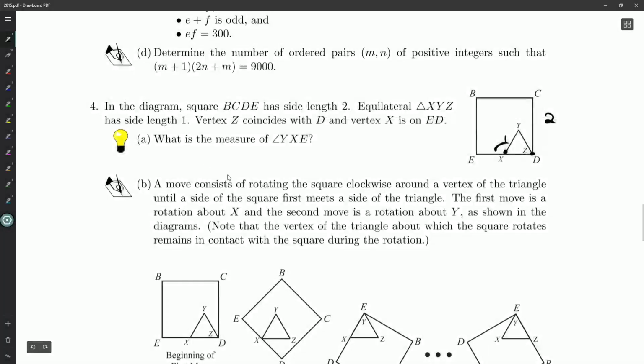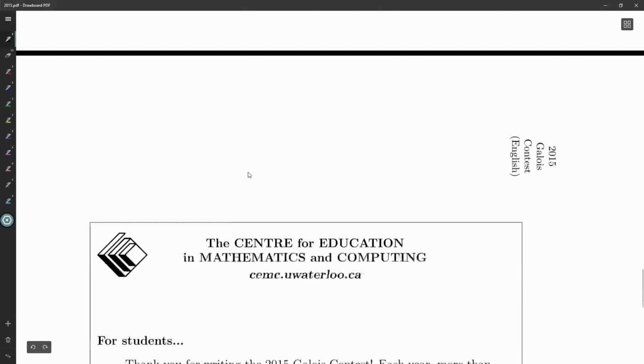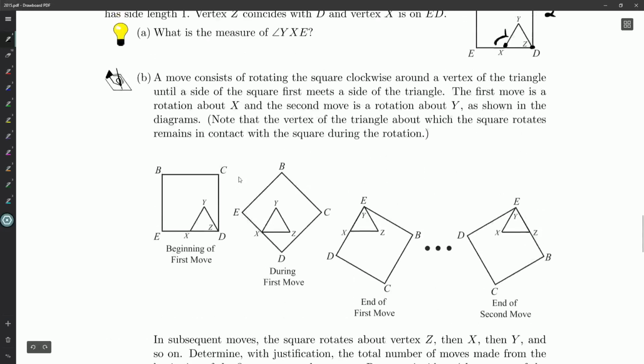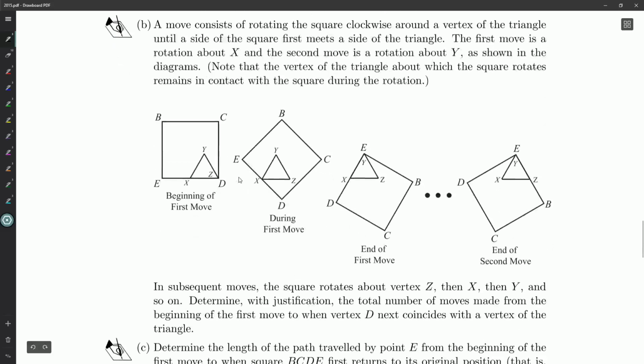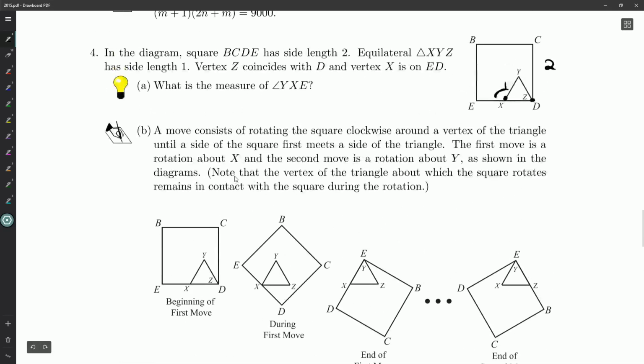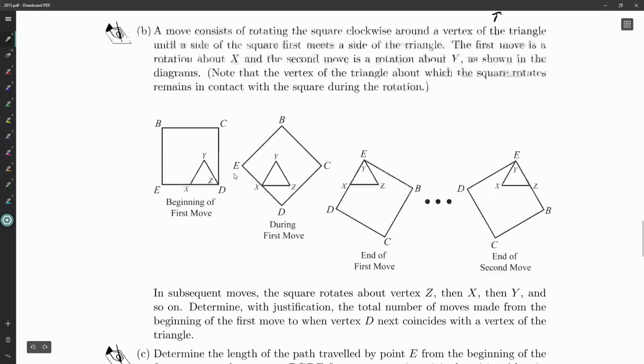Alright, we've got B part. Do we have a... Yes, we do have a C part, and then the contest ends. So both B and C are written. So B, a move consists of rotating the square clockwise, so rotating it this way, around a vertex of the triangle until a side of the square first meets a side of the triangle. The first move is rotation about X, and the second move is rotation about Y, as shown in the diagrams.